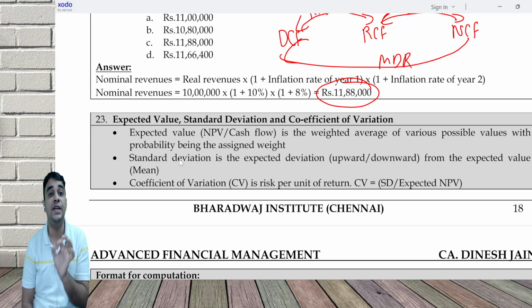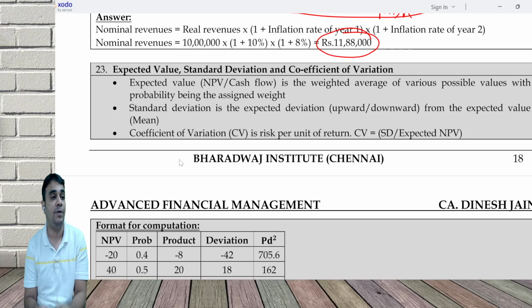Square root of PD square is called standard deviation. And coefficient of variation is risk per unit of return. That's the formula. Risk is the numerator, standard deviation. The denominator is the return, which is NPV.